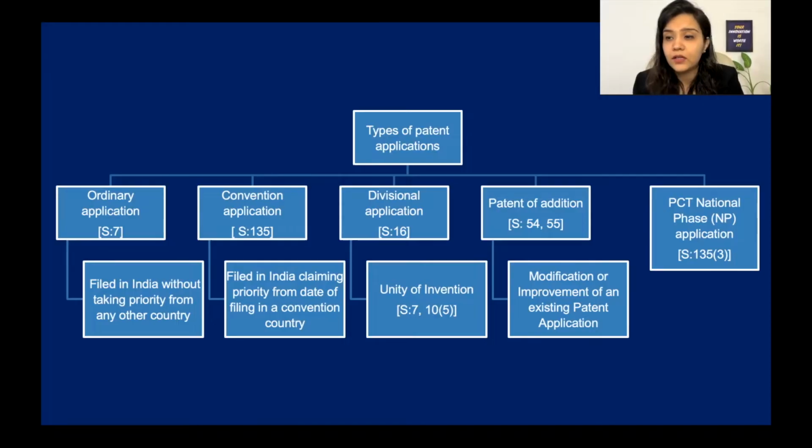Why? Let me explain unity of invention in a detailed manner. For example, I have a mobile phone and the mobile phone has two qualities. One is that because I have a special type of charger, the battery life of my mobile phone is increased. I have a special type of battery, the battery life of my mobile phone gets increased.